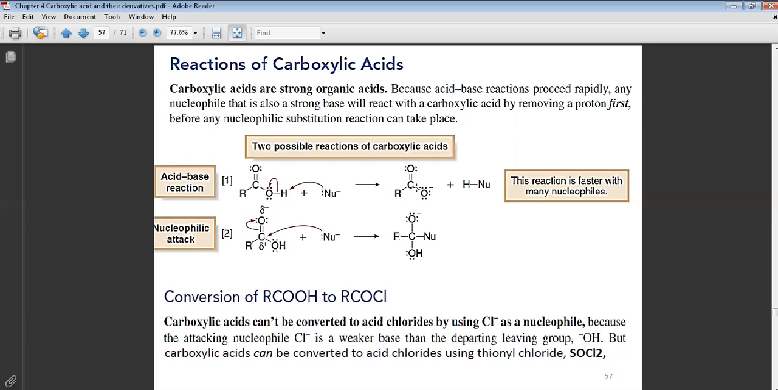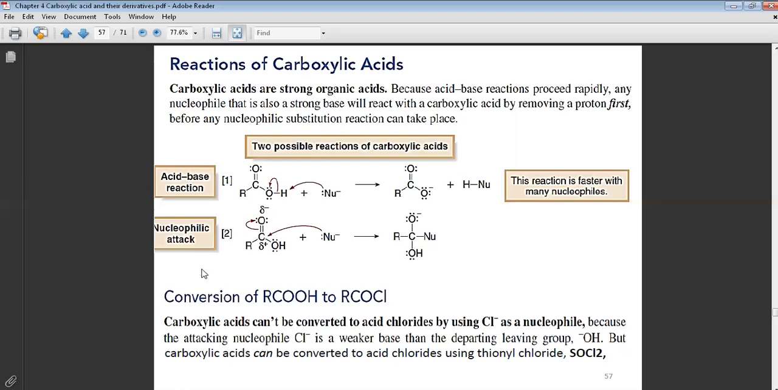That means we have two possible ways for the reaction of the carboxylic acid. The nucleophile will react with the proton of the OH group, or the nucleophile will attack or react with the carbonyl of the carboxylic acid group.